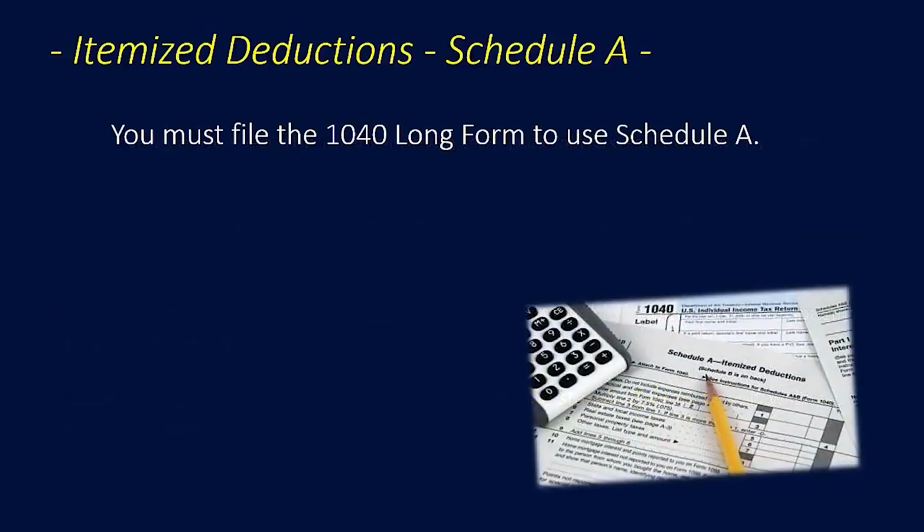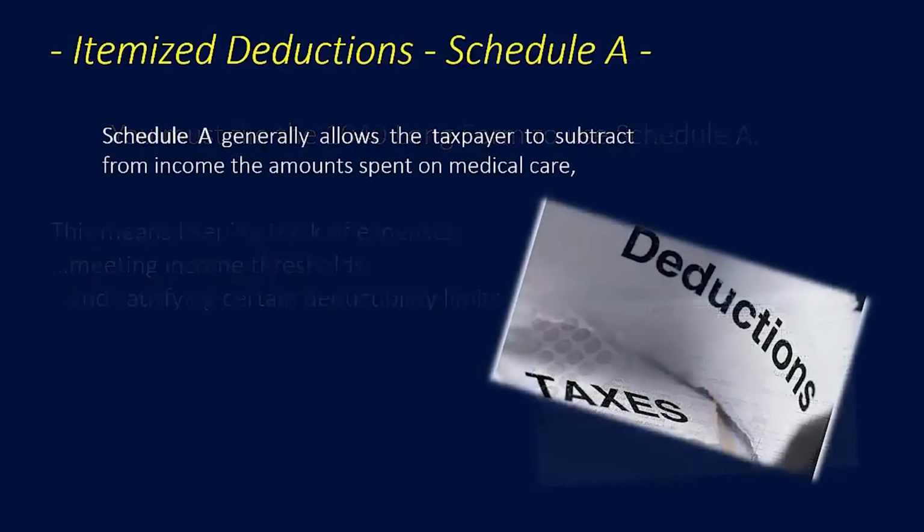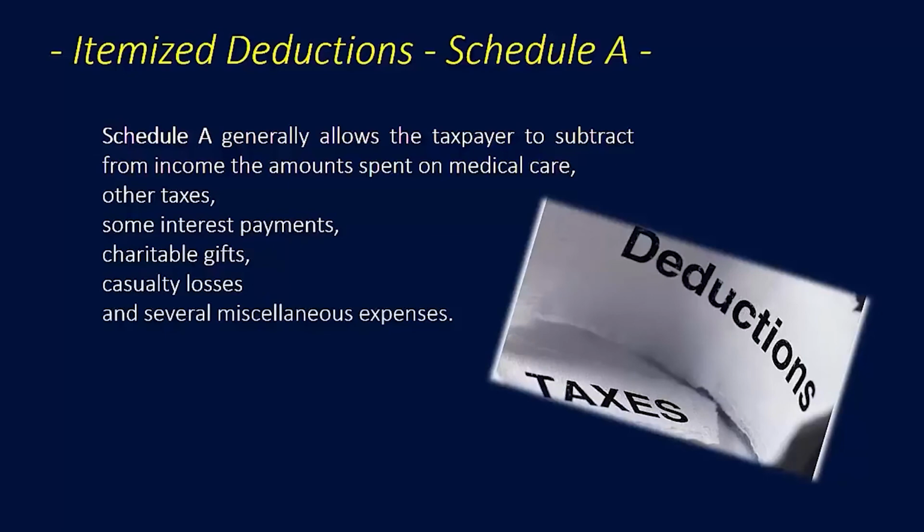You have to file the 1040 long form in order to use the Schedule A itemized deduction form. Now this means you'll have to keep track of expenses, meeting income thresholds, and satisfying certain deductibility limits. Schedule A generally allows the taxpayer to subtract from income the amount spent on medical care, other taxes, some interest payments, charitable gifts, casualty losses, and several miscellaneous expenses.